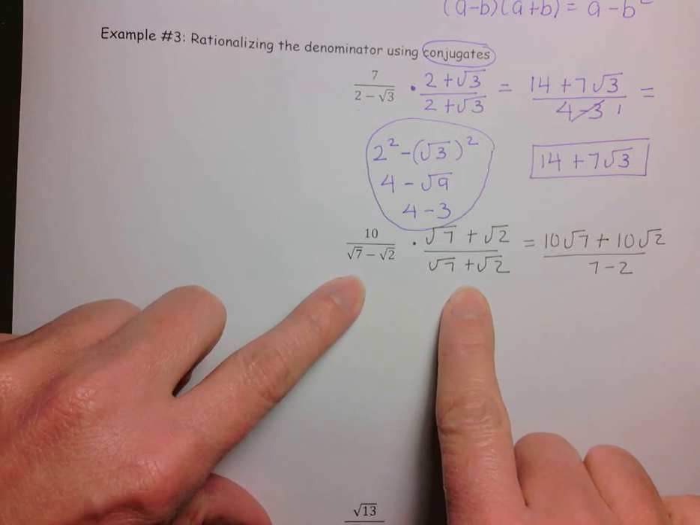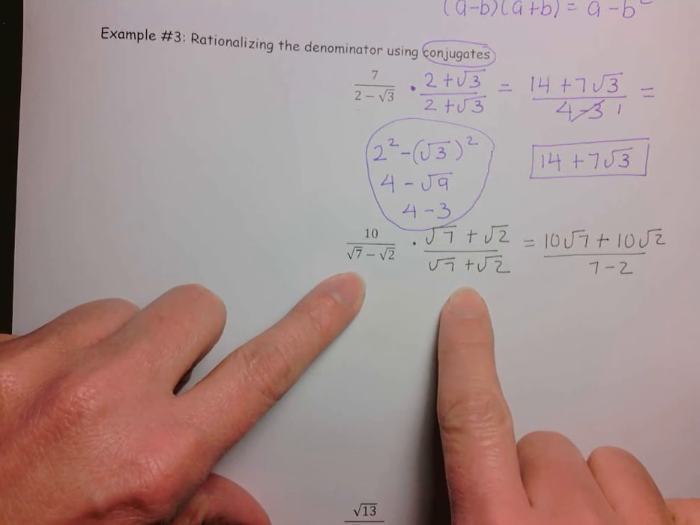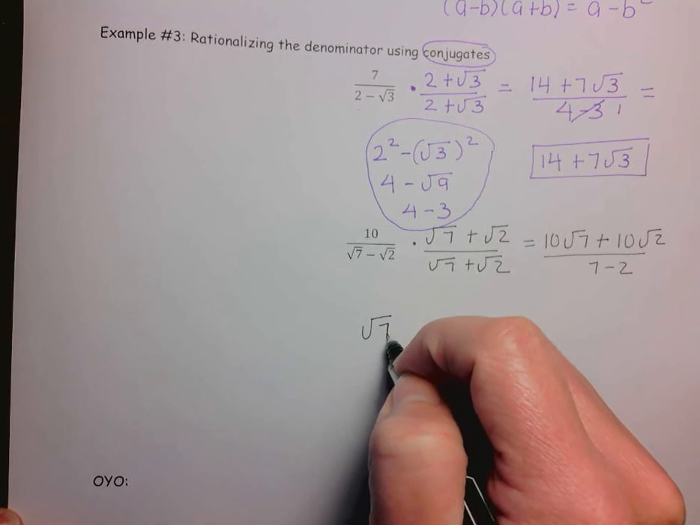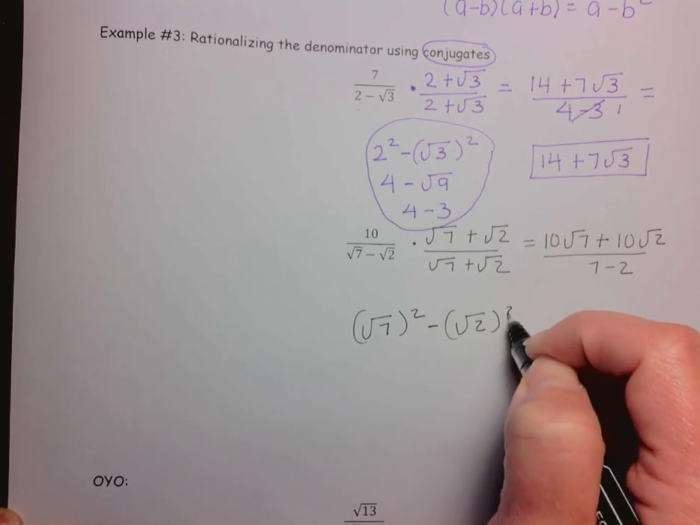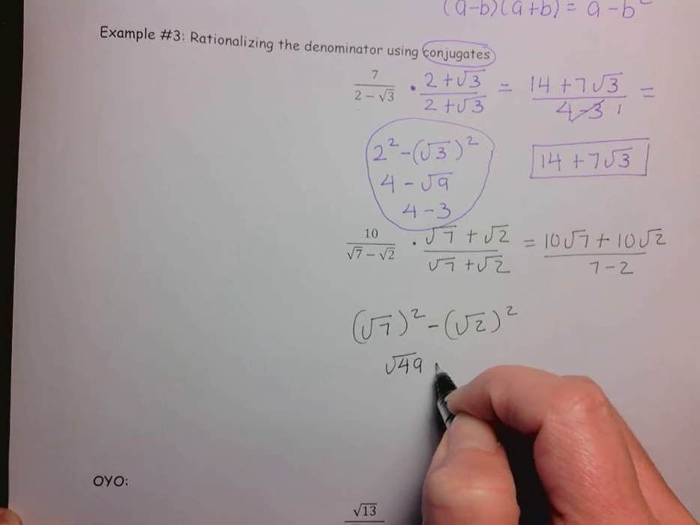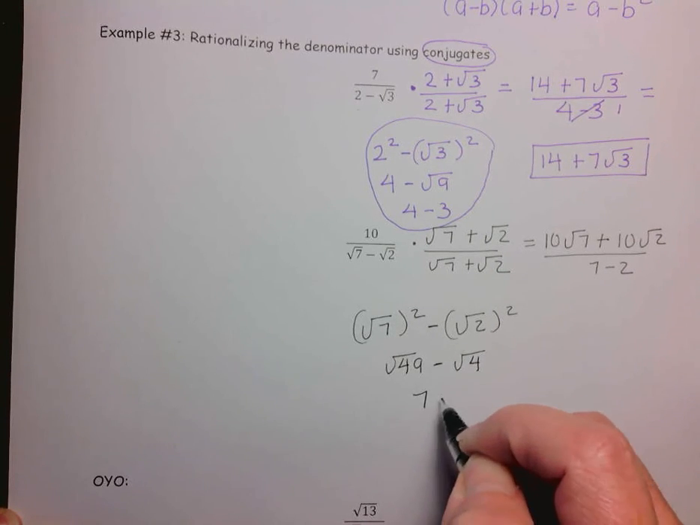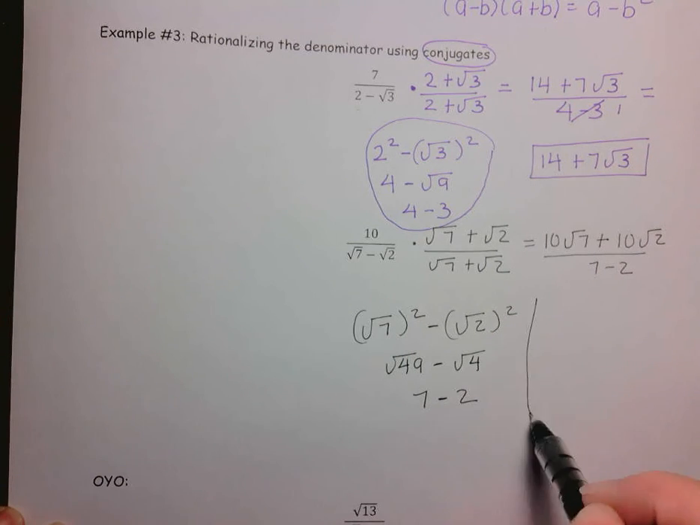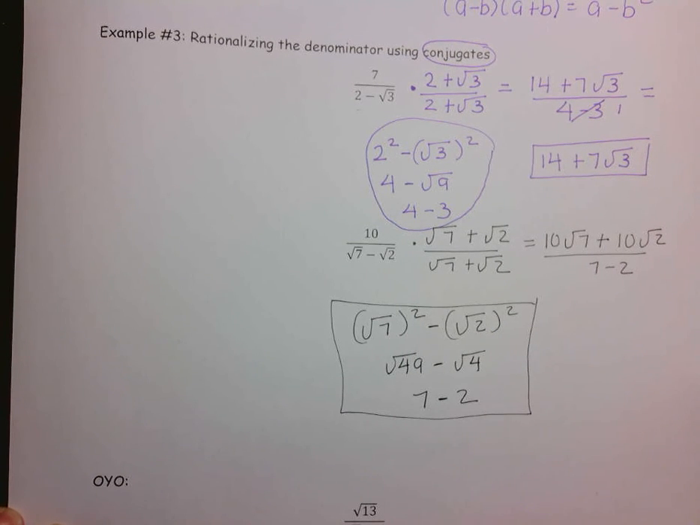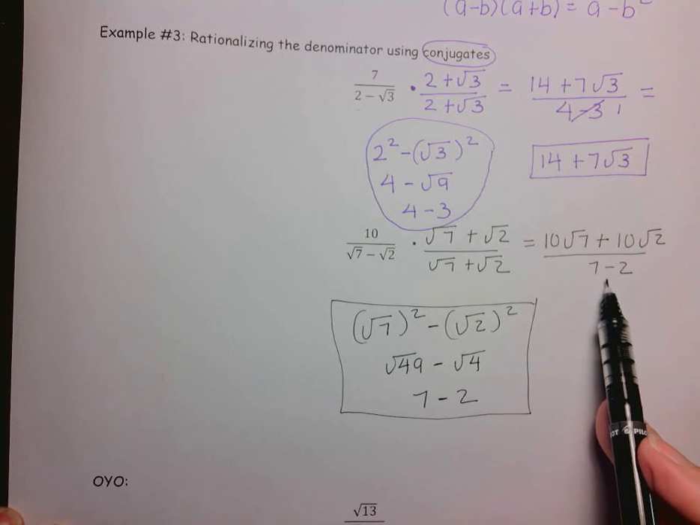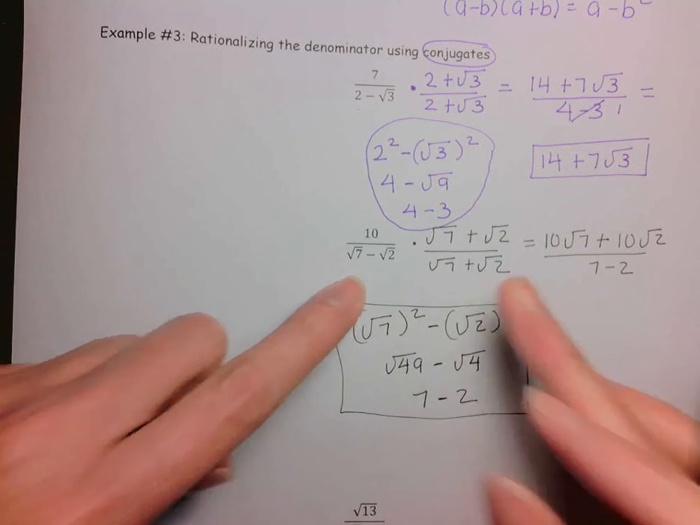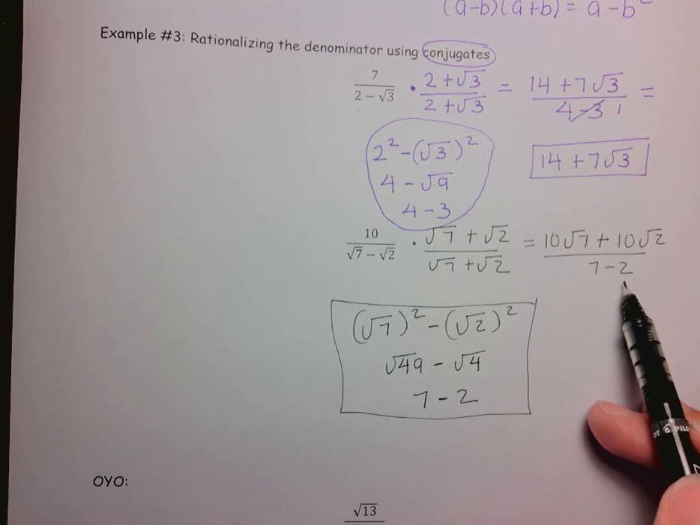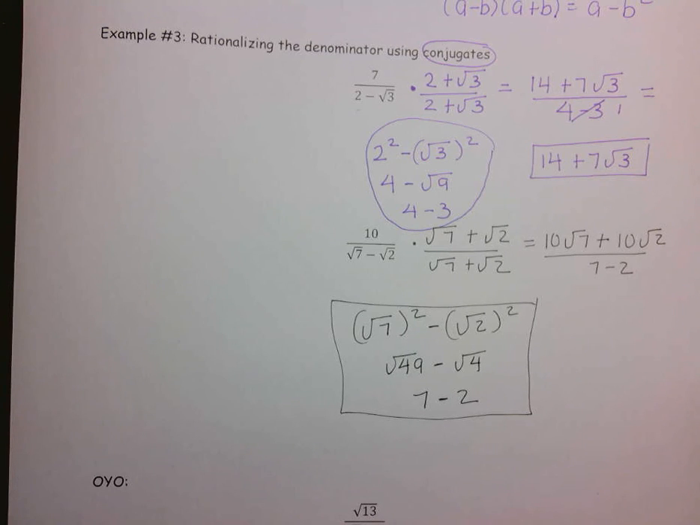A minus b times a plus b is going to be a squared minus b squared. And again, this is why it works. This is always going to be a squared minus b squared. When you're multiplying conjugates together, it's always going to be a squared minus b squared. And that will remove the radicals from the denominator, which is what we're trying to do.